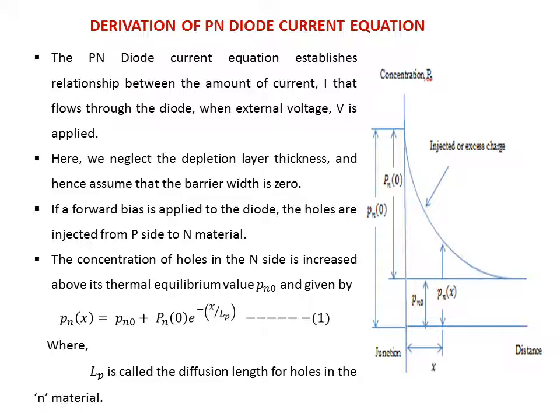Coming to the derivation of the PN diode current equation, we need to consider some assumptions. We neglect the depletion layer thickness and it is assumed to be 0. When we forward bias the diode, the majority charge carriers in the P side, that is holes, diffuse towards the N side. In the diagram, we represented the concentrations of holes.